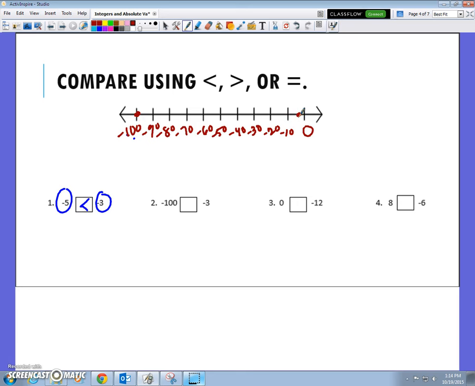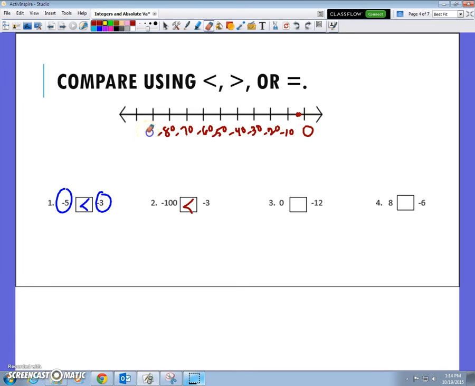As you can see, negative 100 is way smaller. It's like reading a thermometer. Negative 100 is really small, and negative 3 is not nearly as bad. Negative 3 is a greater temperature than negative 100 if we were talking about degrees. It's also farther to the right on the number line, which means it is greater than negative 100. Even though 100 is bigger than 3, in the negative world, everything gets flip-flopped.